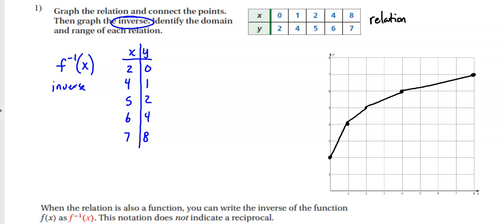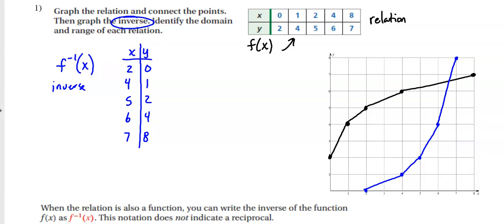So here are our points locked in from the original function. This one up here is the function f of x. Now we're going to do the function f -1 of x. So go over 2 up 0, over 4 up 1, over 5 up 2, over 6 up 4, and then over 7 up 8. All right, and now when I connect these points, they kind of converge on each other.